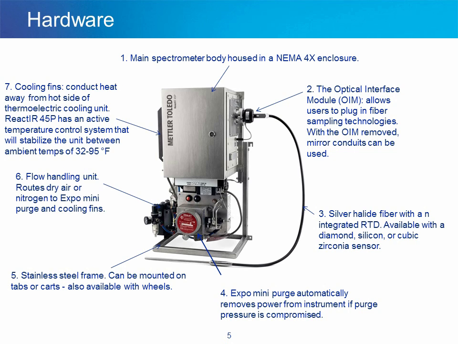Number 6 is a flow handling unit. This routes dry air or nitrogen to the Expo Mini Purge and cooling fins. Number 7, the cooling fins. These fins conduct heat away from the hot side of a thermoelectric cooling unit. The FTIR 45P has an active temperature control system that will stabilize the unit between ambient temperatures of 32 and 95 degrees F.